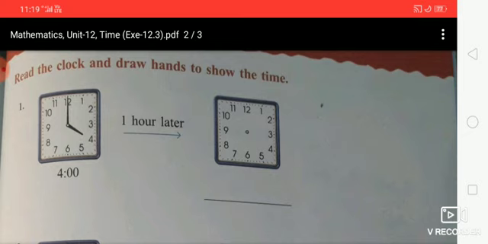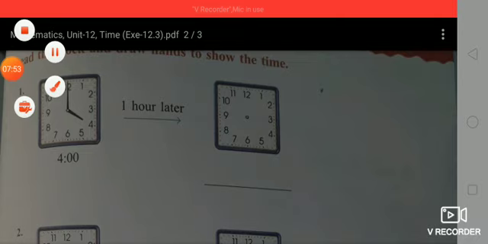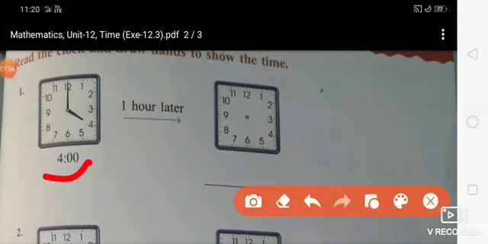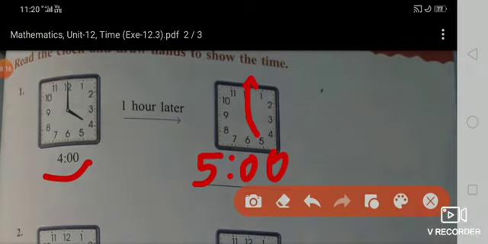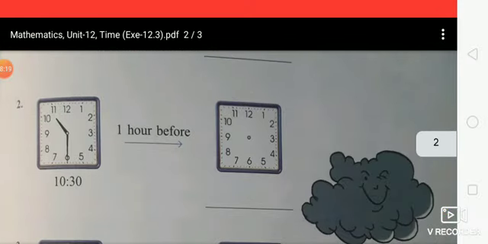So the first one: the hour hand is at 4 and the minute hand is at 12. So the time is 4 o'clock. One hour later, the hour hand is at 5 and the minute hand is at 12. That means the time is 5 o'clock. Okay, students. Now the next, the second one.